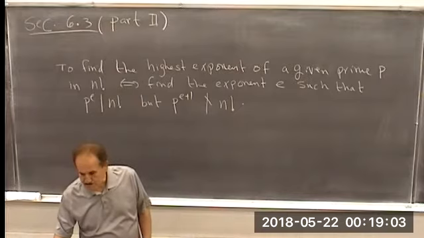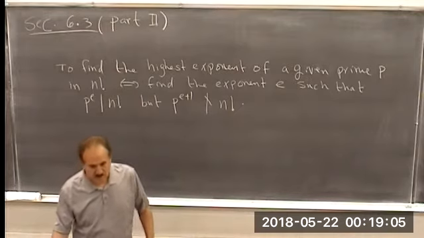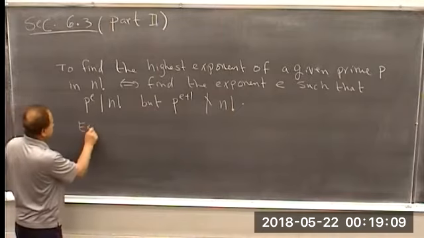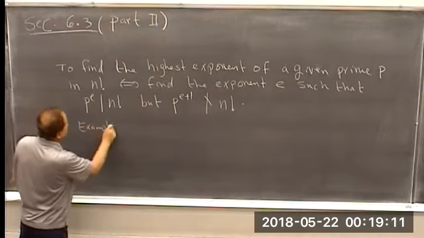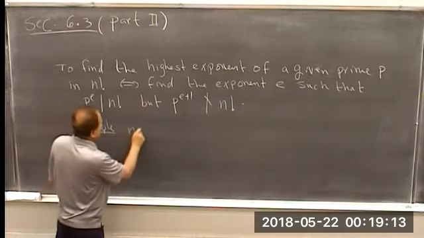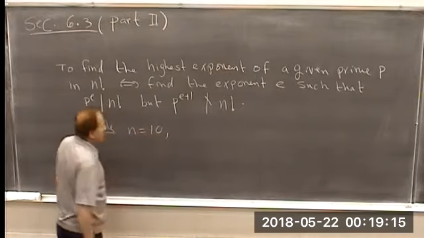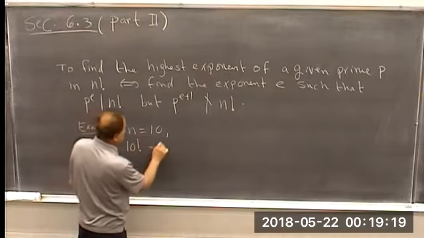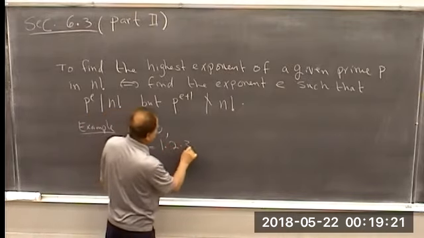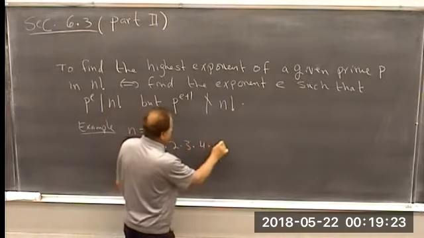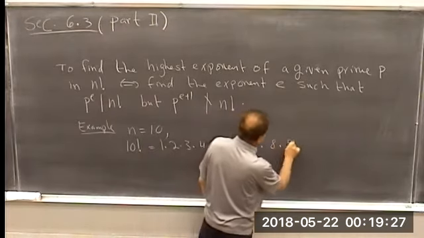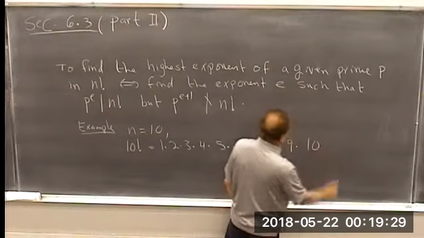Here is the example. Let's take n to be equal to 10. Then we have 10 factorial. This is going to be equal to 1 times 2 times 3, 4, 5, 6, 7, 8, 9, 10.